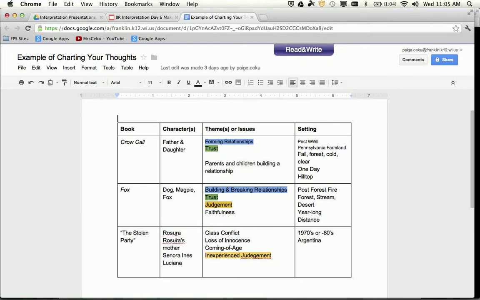Okay, then The Stolen Party was about Rosaura, Rosaura's mom, and Señora Inés and Luciana. It's about class conflict, which they mean like a conflict between the poor and the rich. The loss of innocence, as we know, Rosaura's innocence is gone now. Coming of age, meaning like growing up, and inexperienced judgment. So again, that sense of judgment going on. Again judgment, like the girl didn't make a good judgment in this case. It probably took place in the 70s or the 80s, and it took place in Argentina.